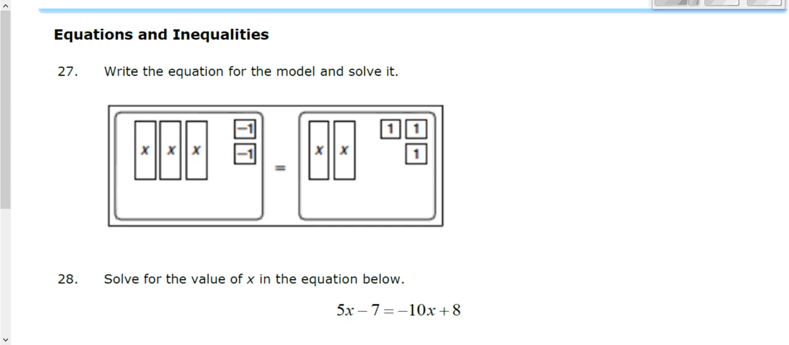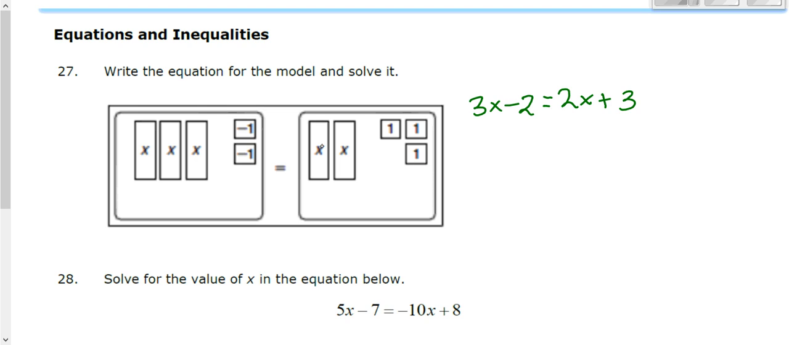So the equation, these are 3 positive x's because there's no negatives in front of them. So I'll write that as 3x. And these are 2 negative 1, so I'm going to write it as minus 2 equals 2x plus 3. So I know I want to isolate my variable. I want to get x by itself.